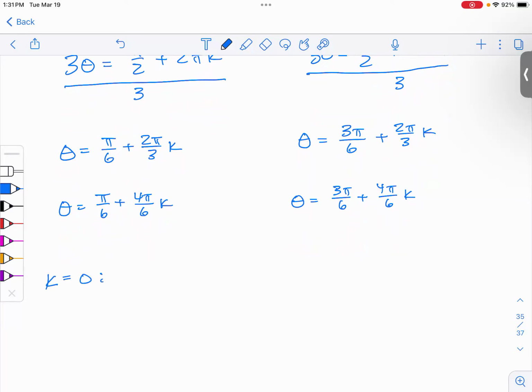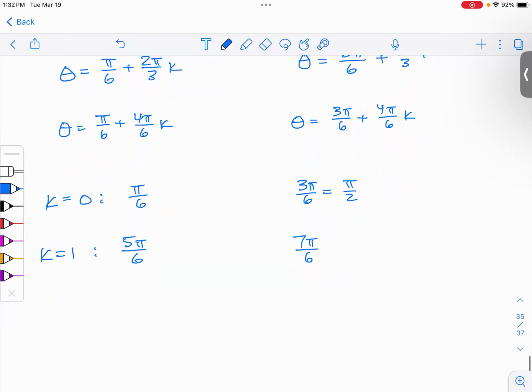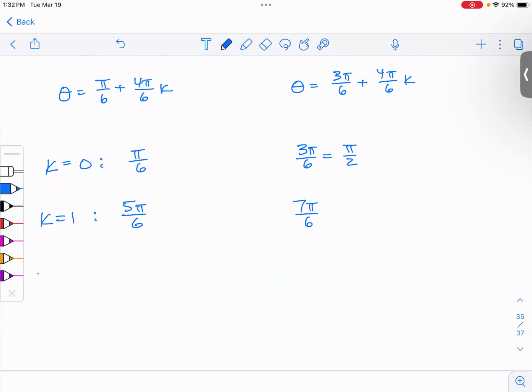All right, so k equals 0, that first one, pi over 6, and 3 pi over 6, which is pi over 2. K equals 1. So pi over 6 plus 4 pi over 6 is 5 pi over 6. See, do that math. And then 3 pi over 6 plus 4 pi over 6 is, oh, look, 7 pi over 6. So I can just do that math a lot faster.